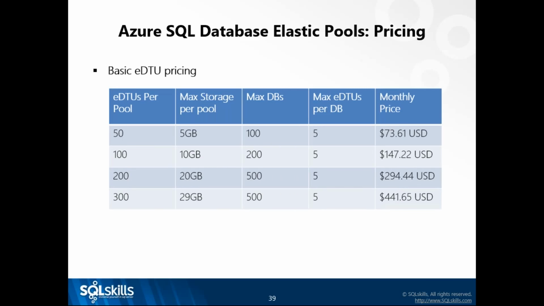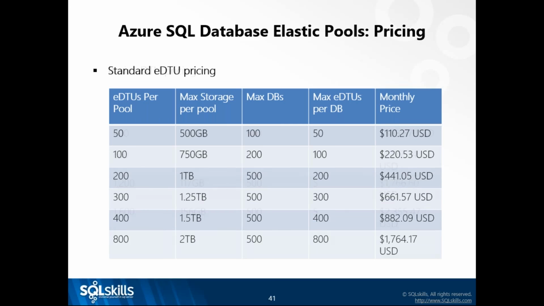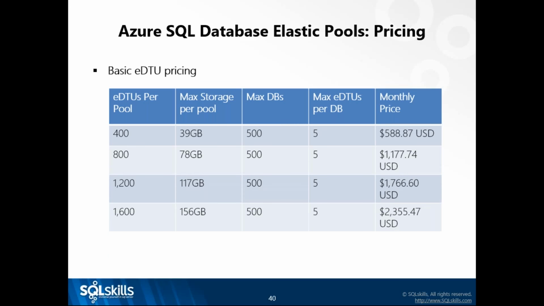All right, your EDTU pricing. This is a basic pool. This is your basic tier. So you have a max of five DTUs per database, regardless of the size of the pool. And what you can see here is as you increase the number of EDTUs, the max storage per pool in gigabytes increases, as well as the max databases and, of course, the cost. So your basic tier can go up to 1,600 EDTUs, 156 gig storage pool max, 500 databases, and each one is going to be five DTUs.